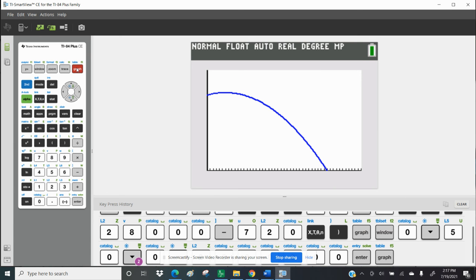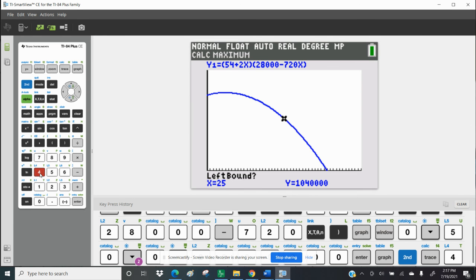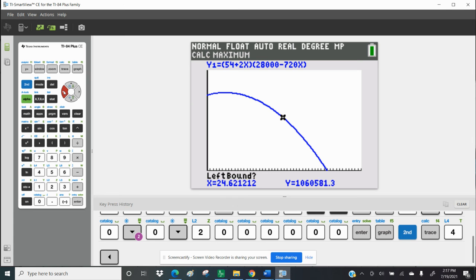If you're transferring this to paper, you're going to want to write in words what your x-axis is, what your y-axis is, and write down what you set your window to. Now what we're interested in finding is the maximum point. So I'm going to go to second trace and choose 4 for maximum. It says left bound, so I put my cursor anywhere to the left of that vertex and hit enter. Then it says right bound, so I put my cursor to the right of the vertex and hit enter. Then it says guess, so I hit enter again.